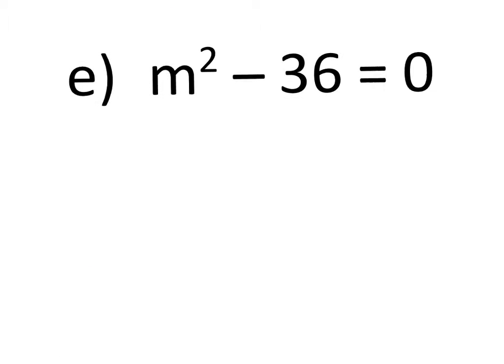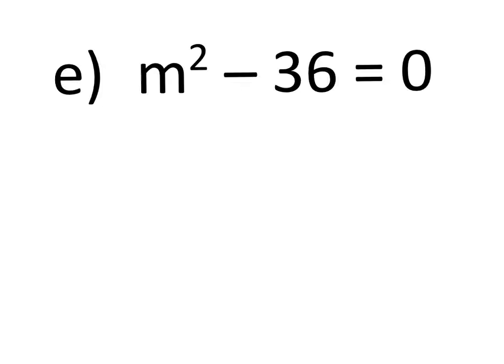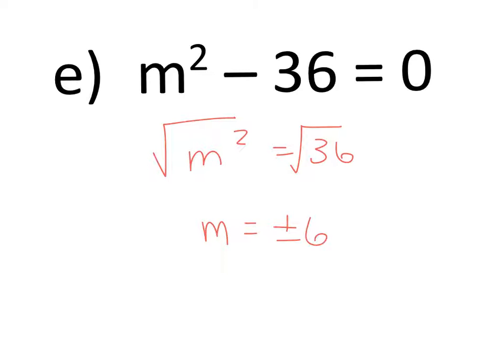Okay, so again, isolate the variable. Get that m squared by itself. So I'm going to add the 36 over to the other side. Now I'm going to square root both sides, and m will equal plus or minus 6. So the big thing out of this one is just let's make sure we're isolating that variable. Get that variable by itself.